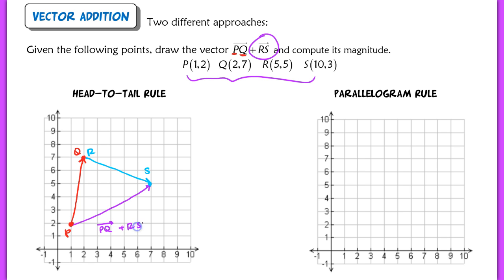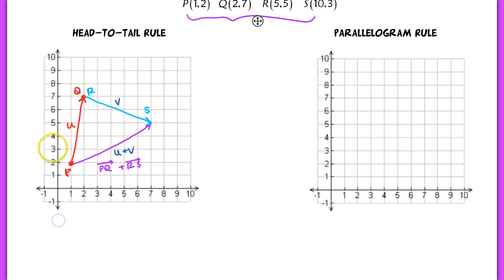plus RS. So it probably would be easier if we had labeled this, let's do this the same as the slides I showed you. So this is u and this is v. So this would be the vector u plus v. Now we're asked to compute the magnitude of this resultant. So let's compute the magnitude.